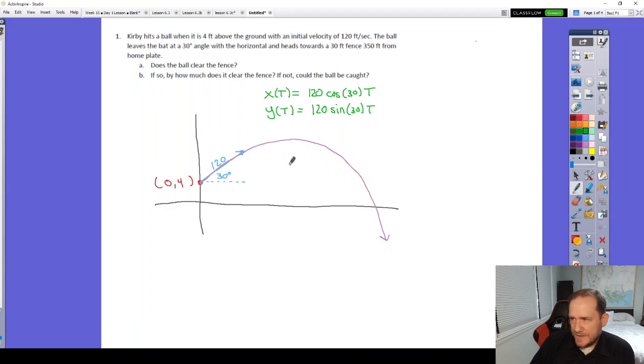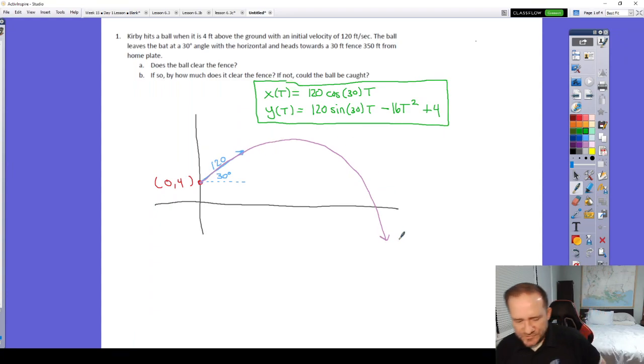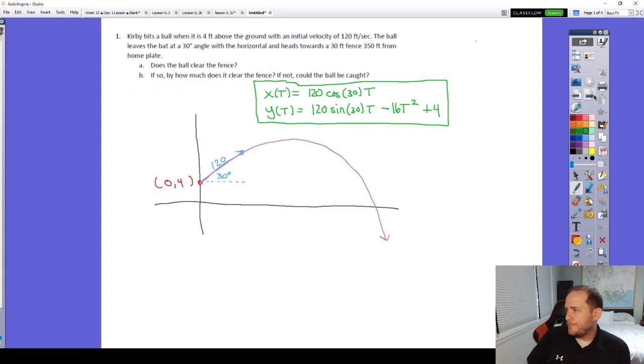But in the y direction, you've also got gravity, which would affect your height, so you've got to incorporate that. So minus 16t squared. But you've also got that little nudge up, the initial height. You've got to add on those extra 4 feet. But these two equations here are the set of parametric equations that will model our parabolic projectile motion. Hope you like words that begin with P. Okay, so let's get those into our calculator then.